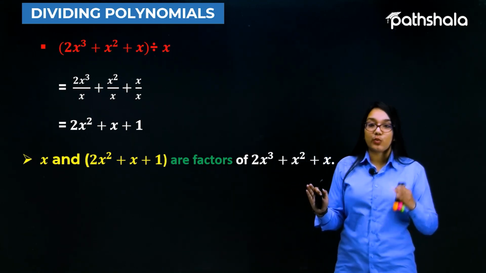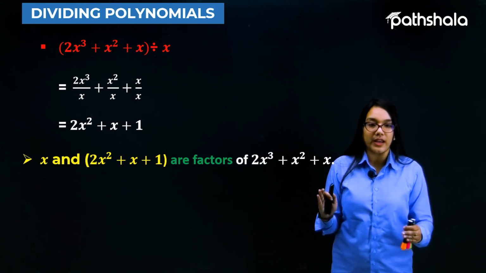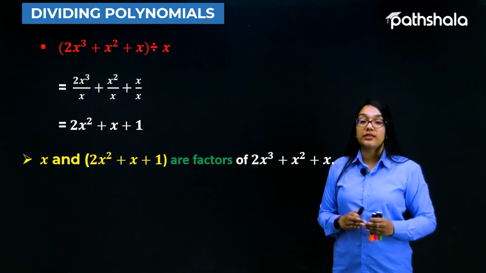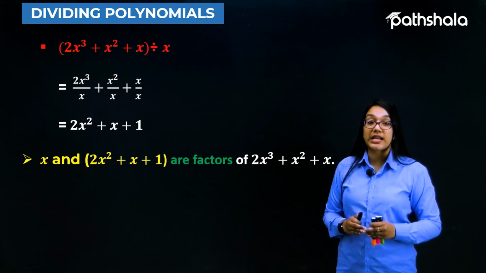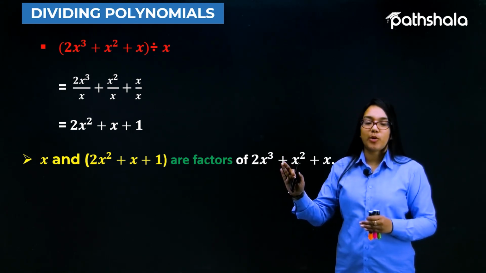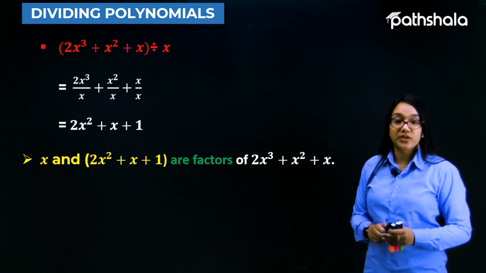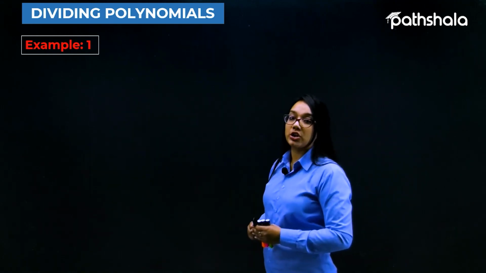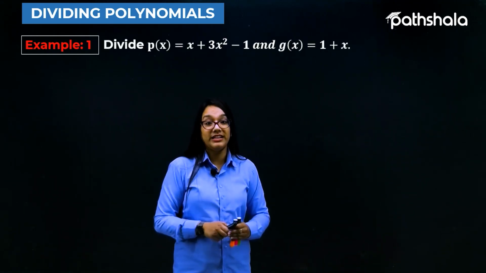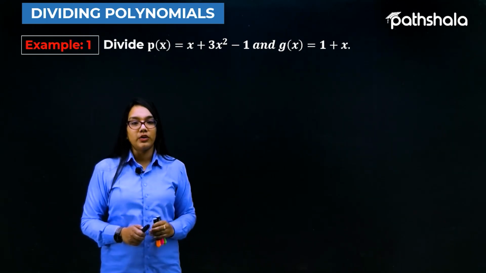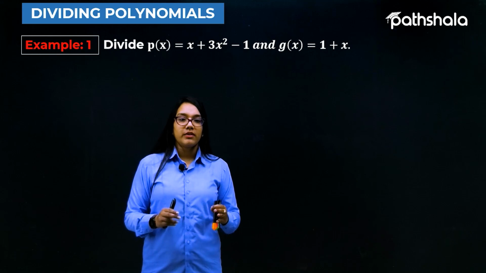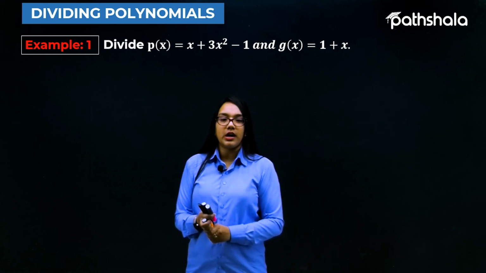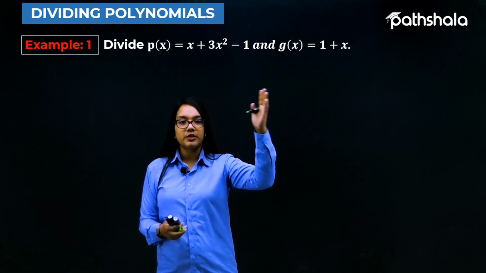So it means that we can divide two polynomials, and at the end we can say the values x and 2x square plus x plus 1 are called the factors of the given polynomial, that is 2x cube plus x square plus x. Now let us take another example or question in which we will learn how we can divide two polynomials. So let us suppose I am now dividing the polynomial px by the polynomial qx.